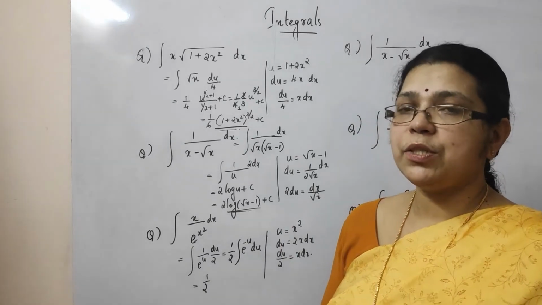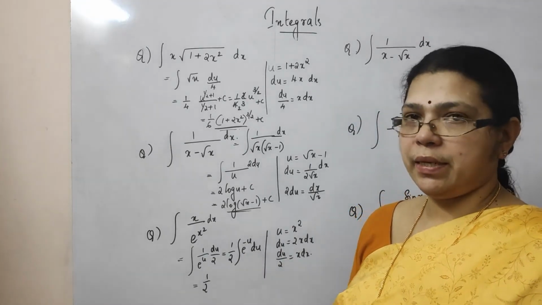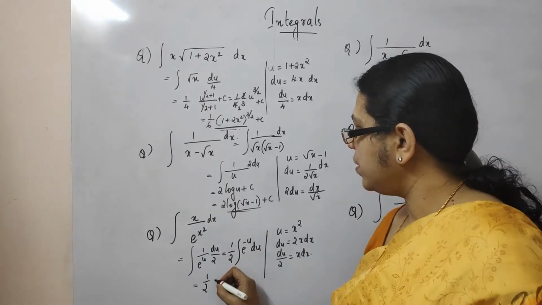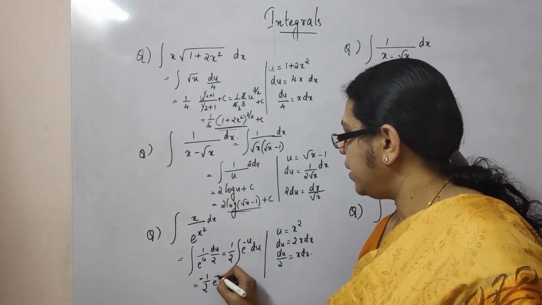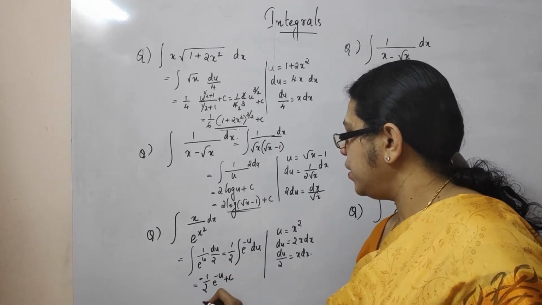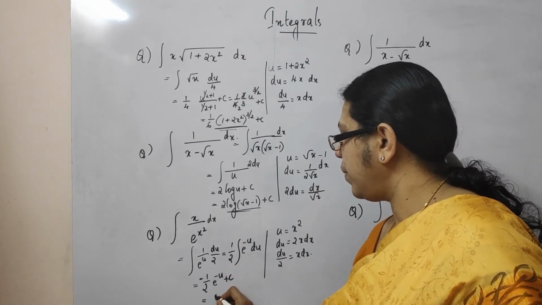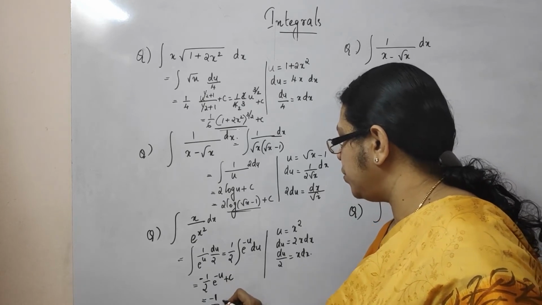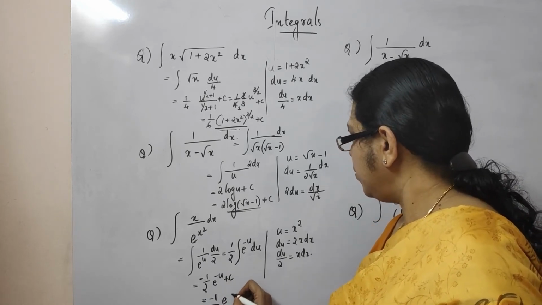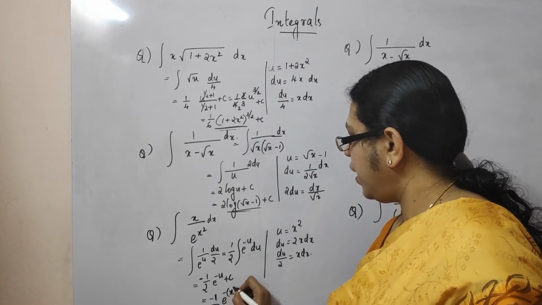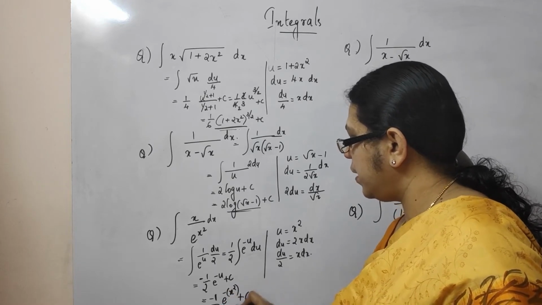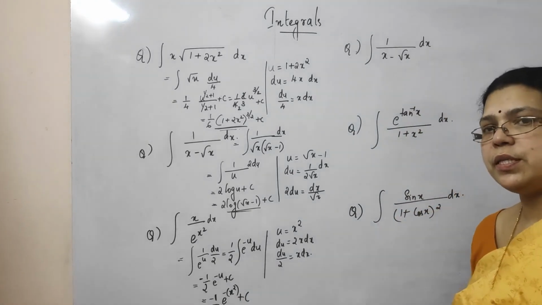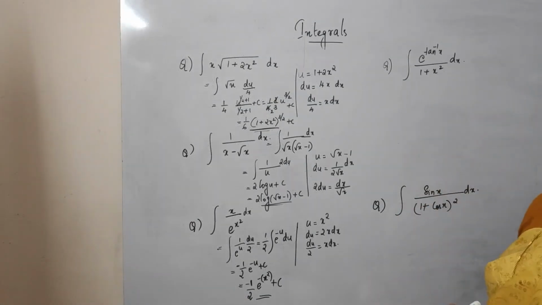e raised to minus u, divided by minus 1. Actually not into, it is divided by minus 1. So I have this as negative of e raised to minus u plus c. So resubstituting for u, I get minus 1 by 2 into e raised to minus of x square plus c. If you want, you can bring that x square down to the denominator also. That is fine. Now coming to the next question.